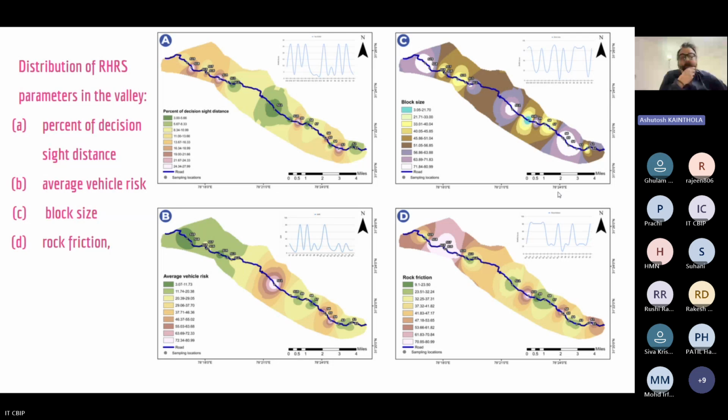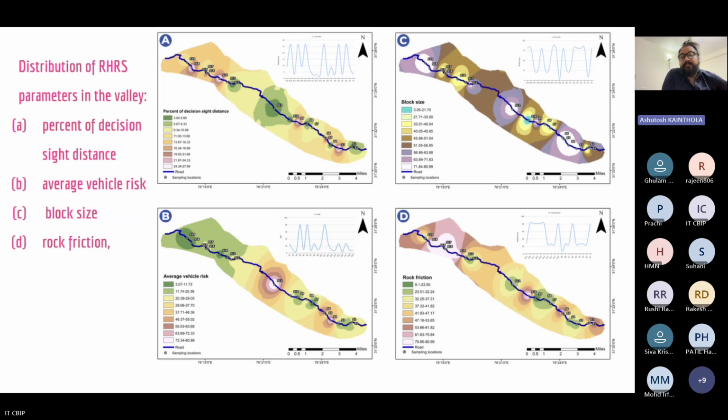So we have collated all the data and we have done IDW interpolation, the underlying philosophy being that if two points are close to each other, they would have similar traits, be it lithology, be it the stress regime. So we have used the IDW interpolation scheme to create these maps of the sight distance, which is one of the parameters. If you have high sight distance, you have more maneuverability. Then there is average vehicular risk, how many vehicles are crossing a certain cross section.